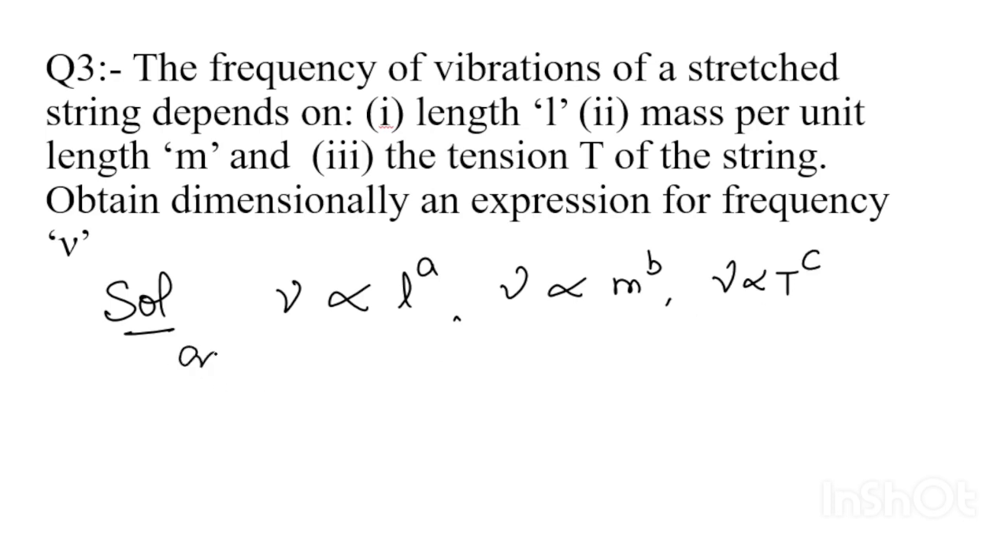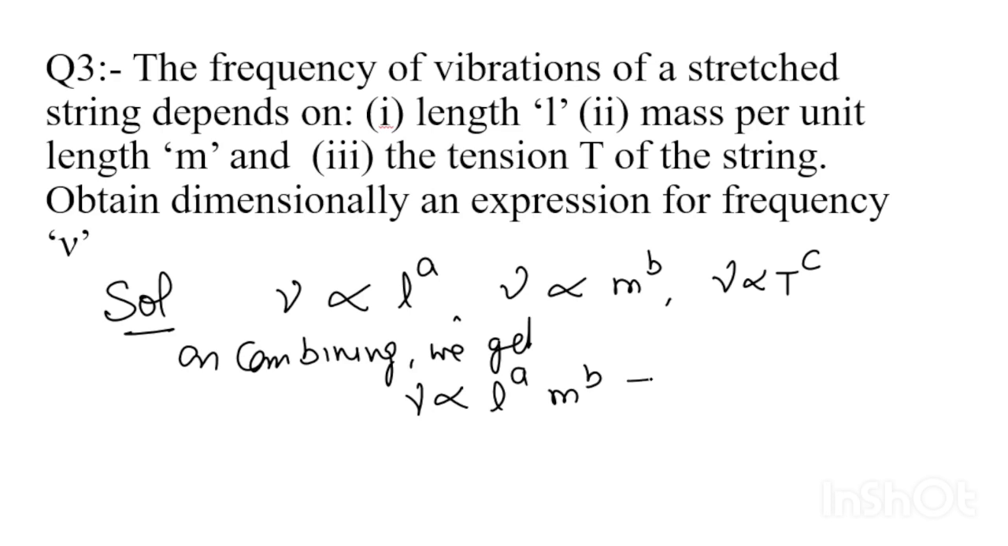Now on combining, we get mu proportional to L power A, M power B, T power C. This is the equation 1. Now put the dimension of frequency, L, M and T. The dimension of frequency is T minus 1.